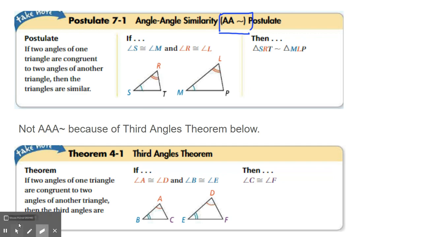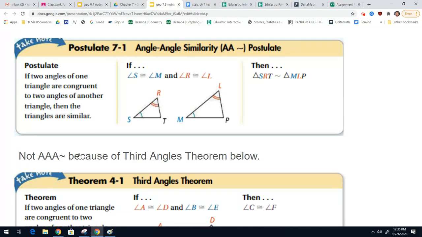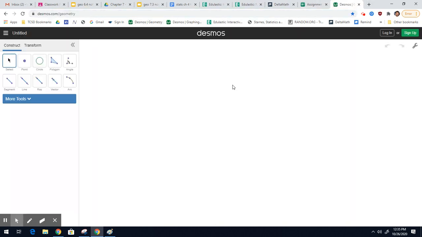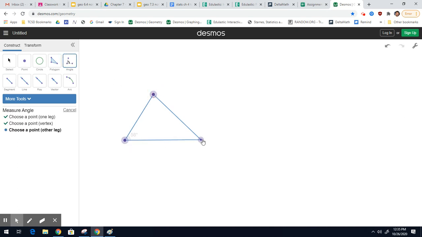All right. So I'm going to start in Desmos geometry. So I'm going to start with a triangle. Okay. And I'm going to measure two angles, 58 and 78. So I'm going to make a triangle that I think looks similar to this triangle and try to have the angles of 58 and 78 involved.